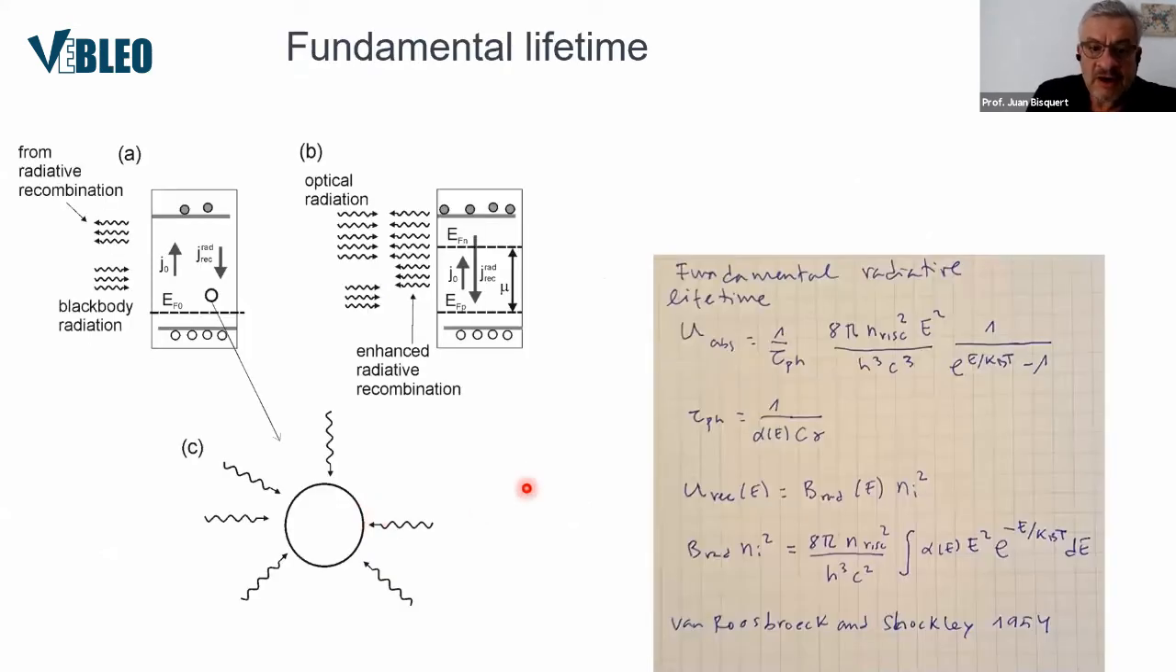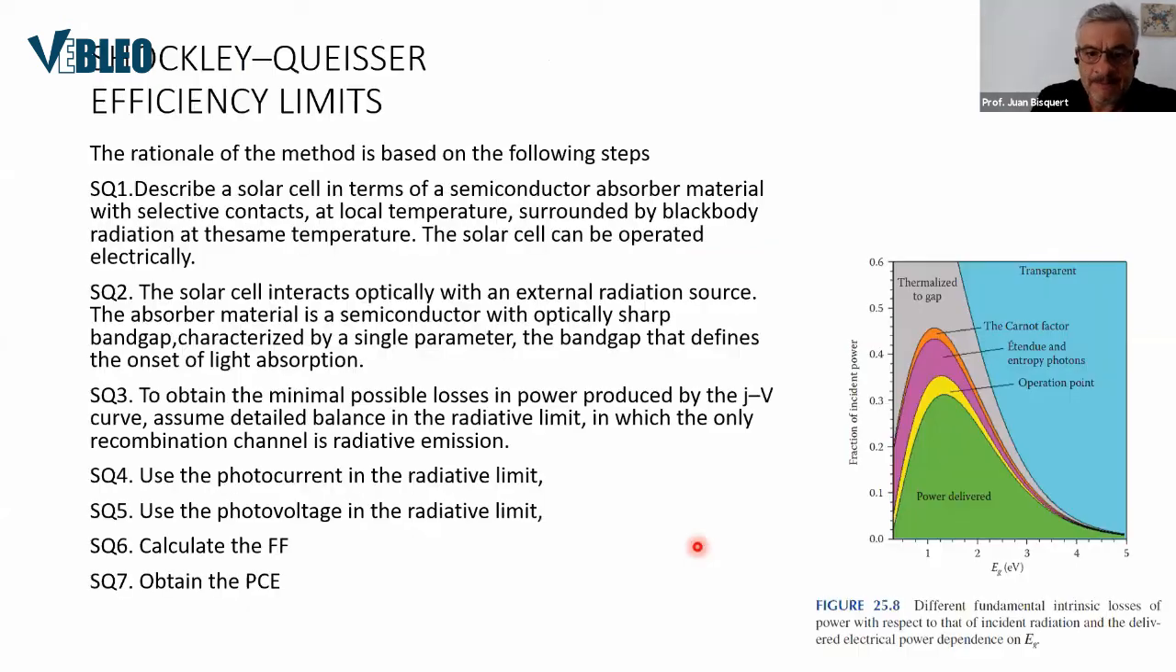We can go further and consider the balance of illumination, and you can do here some fundamental considerations about the equilibrium of the radiation coming in and going out. So for example, you can get a fundamental recombination constant for radiative recombination, and from these concepts, you can make a general analysis of the possible efficiency of a solar cell, and this is called the Shockley-Queisser efficiency limit.